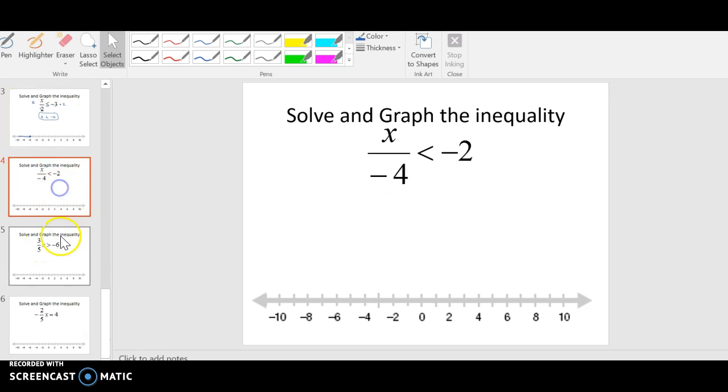Couple more examples here. Here, x and negative 4 are linked by division. How do I get rid of it then? I'm going to go ahead and multiply both sides by negative 4. Now remember, I multiply both sides by negative 4, therefore I have to flip the inequality sign. And that would give me x is greater than 8. So I'd go to 8, open dot, shade to the right.